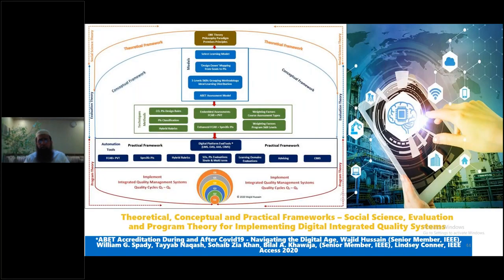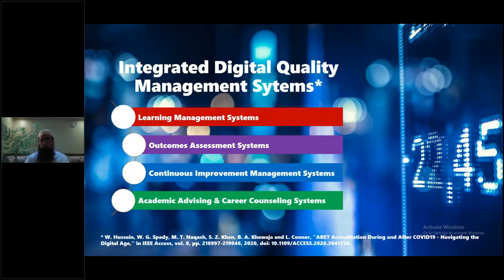So this is some great work that we've published. It integrates social science theory, which is OBE, evaluation aspects, best assessment practice, program theory, a practical framework, the tools, and the quality processes. You have to integrate them and get the big picture to implement outcomes. So we're talking about the last part. Digital technology has four components that have to be integrated together. Let's take a look at what those are.